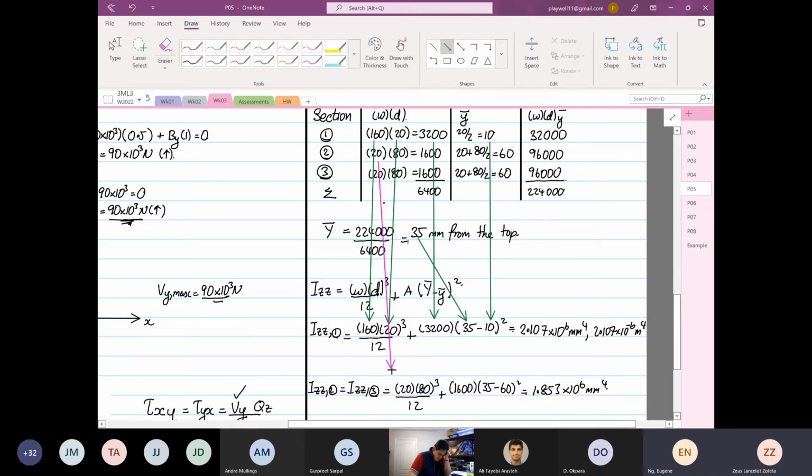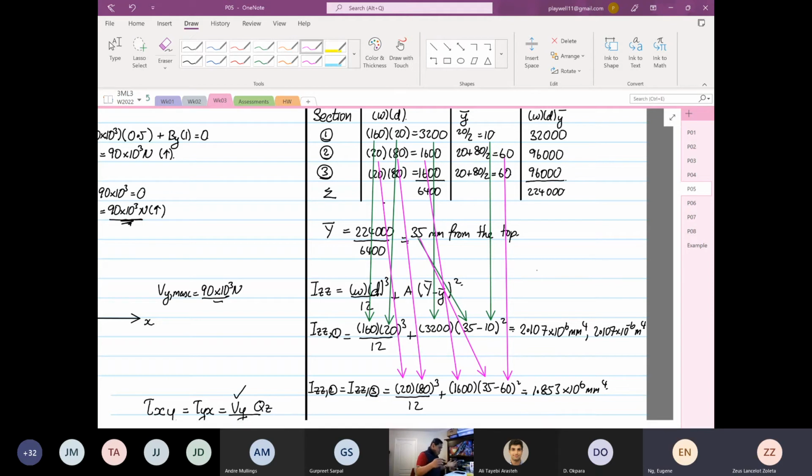So 20. The pattern is the same. 80. 1600. 35. And 60. Once you've done this, you don't do what the solution manual that's not done by me shows you. You make mistakes easily. This way, you don't make any mistake at all, or you minimize your mistakes.